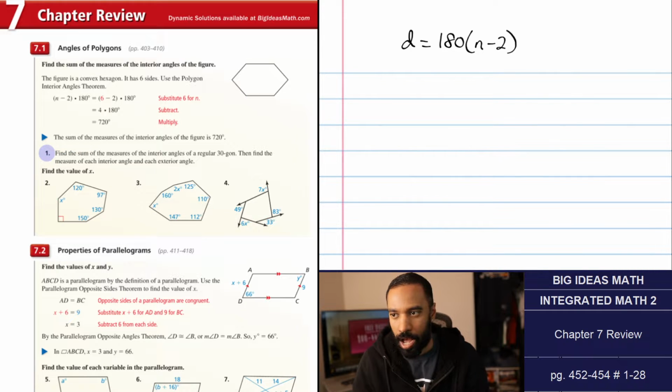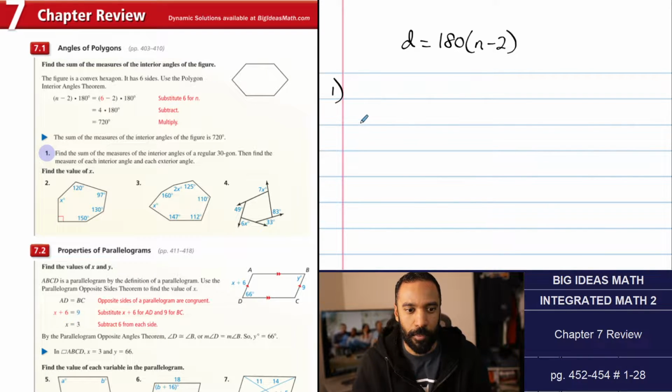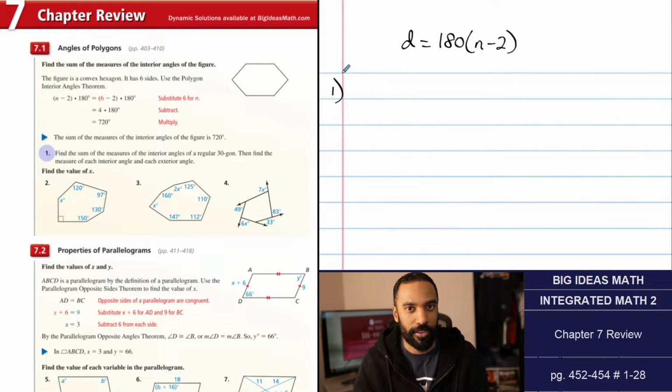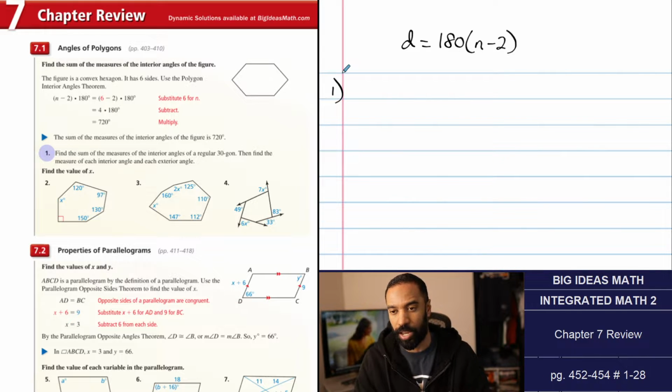So let's do a problem for ourselves. Find the sum of the measures of the interior angles of a regular 30-gon. Then find the measure of each interior angle and each exterior angle. It's interesting how they asked this question, because if they didn't ask the first part, I would have gone about this a completely different way. And I'll show you other things that we can do for the exterior angle measures if needed.